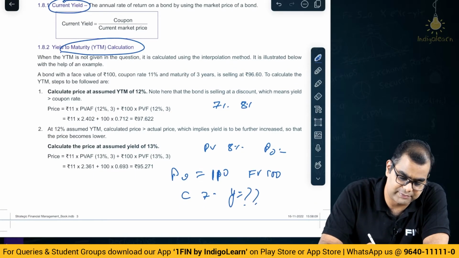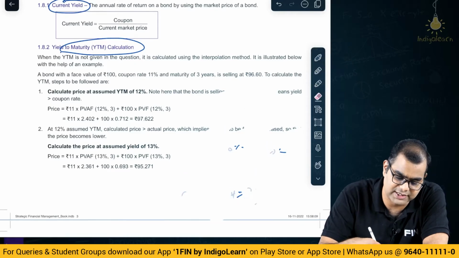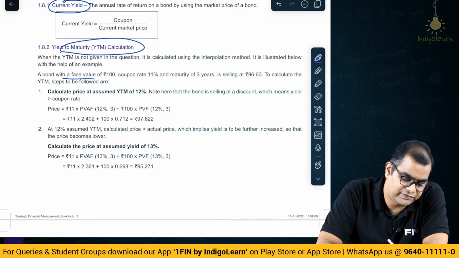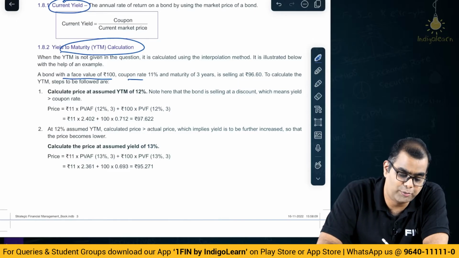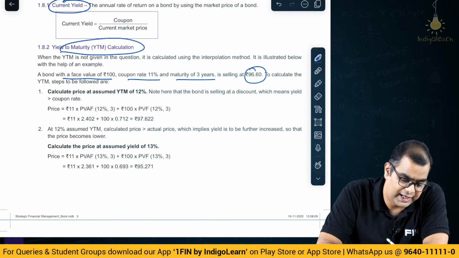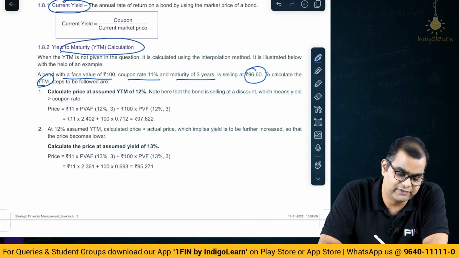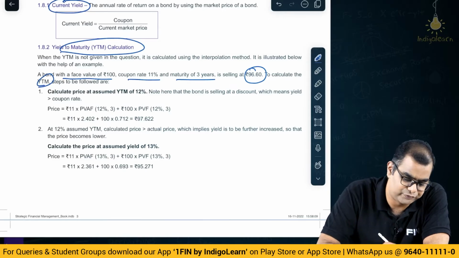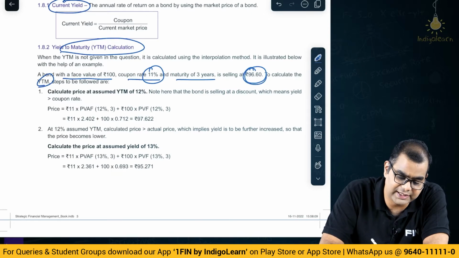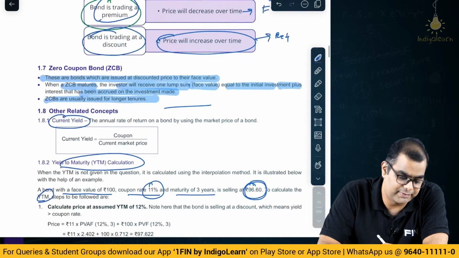So, we will take an example. Let us take a simple example to understand this part. A bond with face value of 100, coupon rate of 11, maturity of 3 years is selling at 96.6. So, price is known. Calculate the YTM. Here we will assume it is an annual coupon, very simple. The coupon rate is 11 and it is selling at a discount. Please come back to this point.